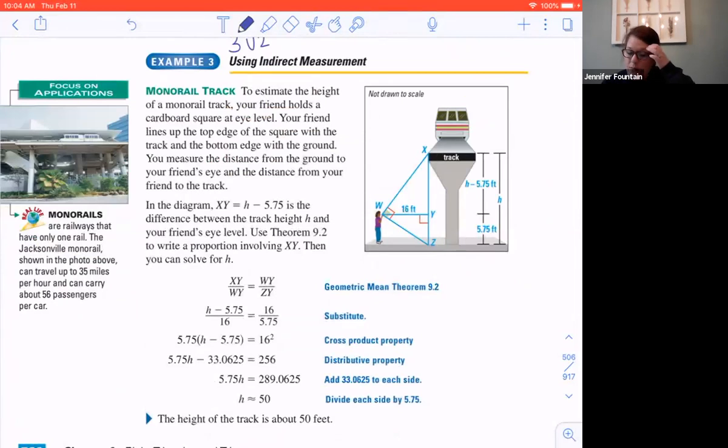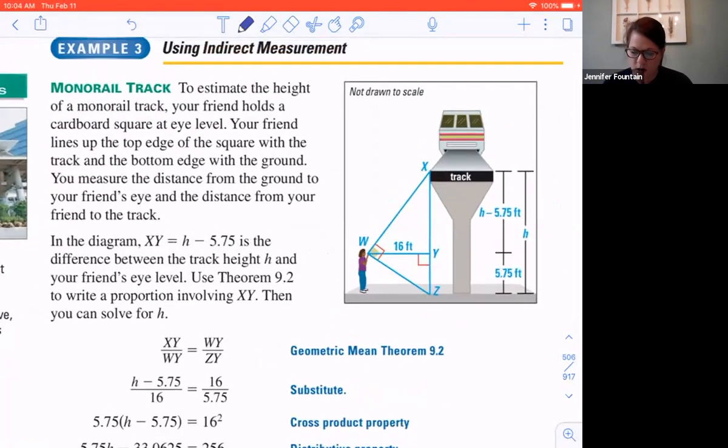All right, so we have a monorail track, and it says to estimate the height of a monorail track, your friend holds a cardboard square at eye level. I know that everybody's running around with a cardboard square to be able to hold it at eye level to make a triangle out of a monorail track, but you never know. Your friend lines up the top edge of the square with the track and the bottom edge with the ground. You measure the distance from ground to your friend's eye and the distance from your friend to the track.